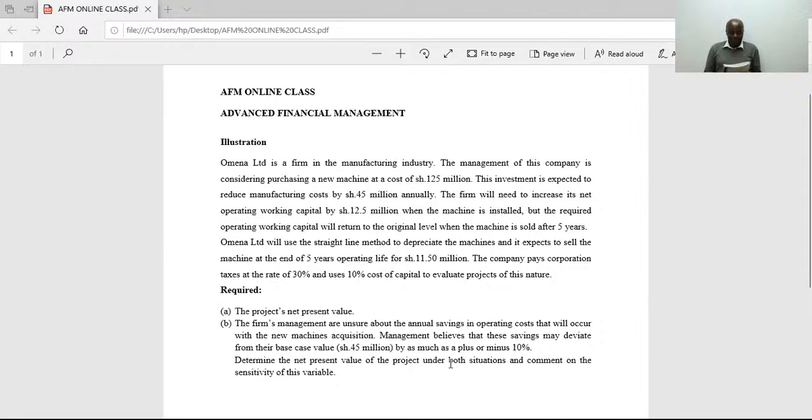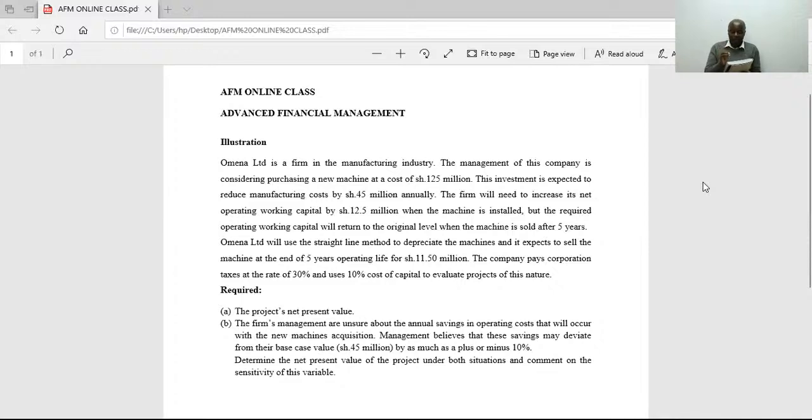Omena Limited is a firm in the manufacturing industry. The management of this company is considering purchasing a new machine at a cost of 125 million. So the cost of the machine is 125 million. This investment is expected to reduce manufacturing cost by shillings 45 million annually.